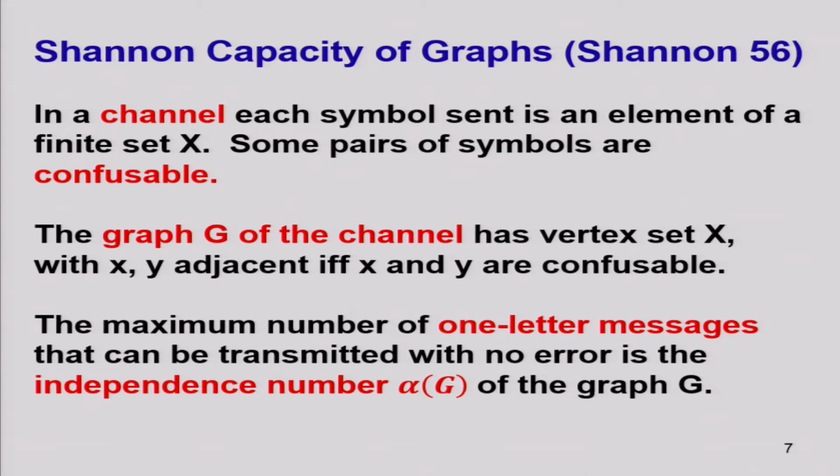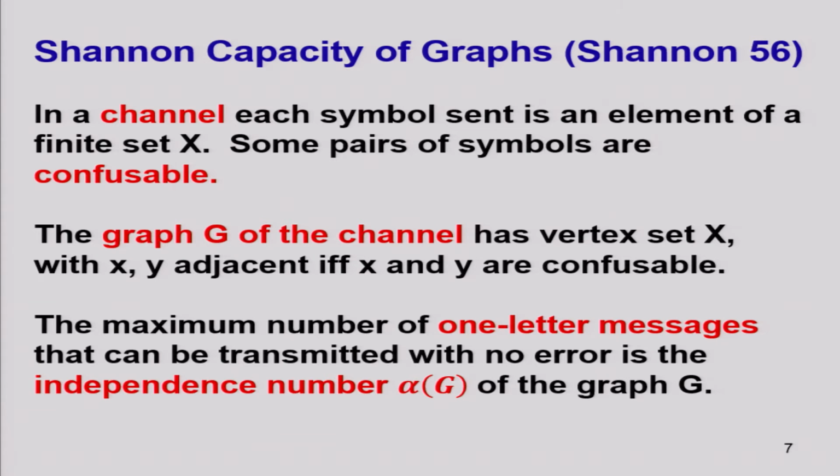And then we can define a graph of the channel. The graph of the channel has as its vertex set the set of all symbols, the finite alphabet, which we denote by X. And two elements x and y of X will be adjacent if x and y are confusable. That's just a representation of the channel. Now, if you think about it, the maximum number of one-letter messages that can be transmitted with no danger of confusion, with no error at all, is exactly the independence number of the graph G, namely the maximum number of vertices so that no two of them are adjacent.